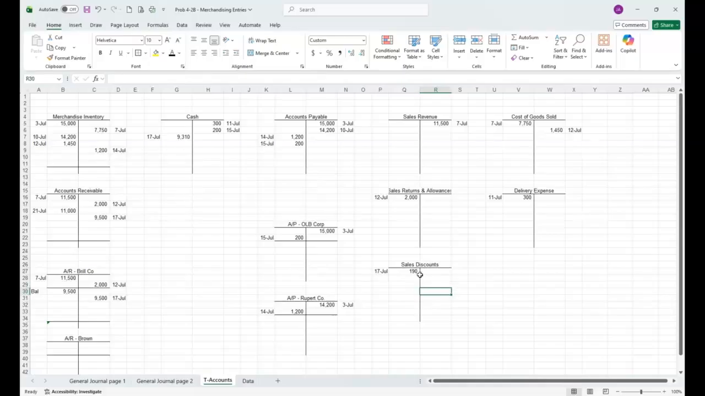So here's the $190 debit to sales discounts. Here's the $9,310 debit to cash. Here's a $9,500 credit to accounts receivable, which is mirrored in the subsidiary ledger. And if you wanted to do this, the balance now is zero. We had a $9,500 balance and a $9,500 payment, so they don't owe us anything anymore.